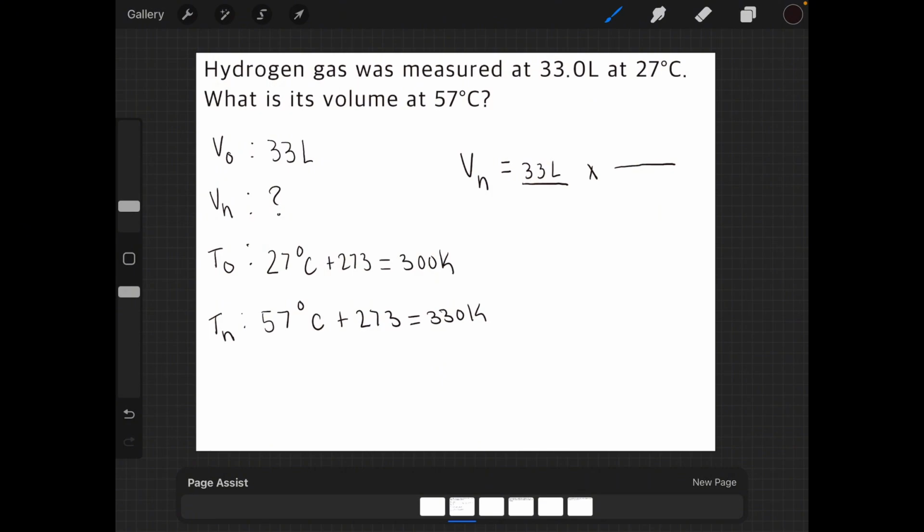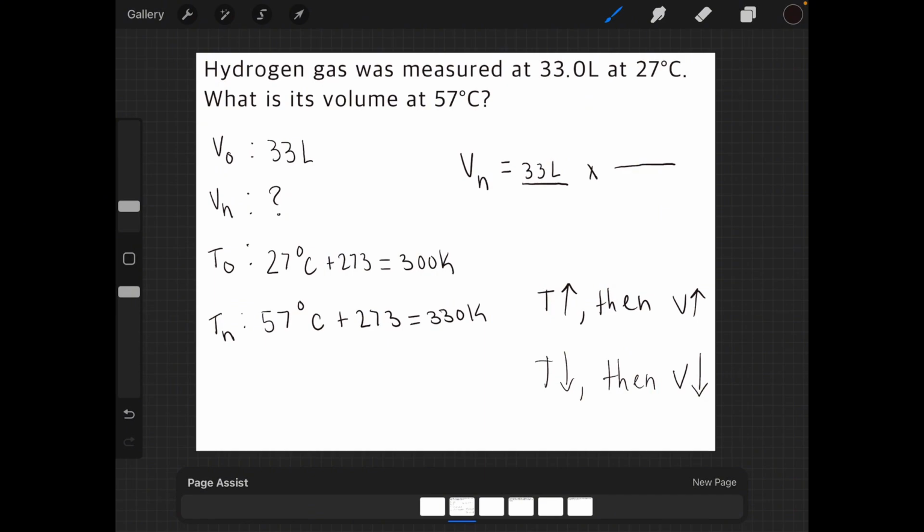These variables have a direct relationship, so I know when one increases, so will the other, and when one decreases, so will the other. Because I am given both the old and new temperature, I am able to observe that the temperature has increased. Since my temperature increased, I know my new volume is going to be greater than 33 liters.